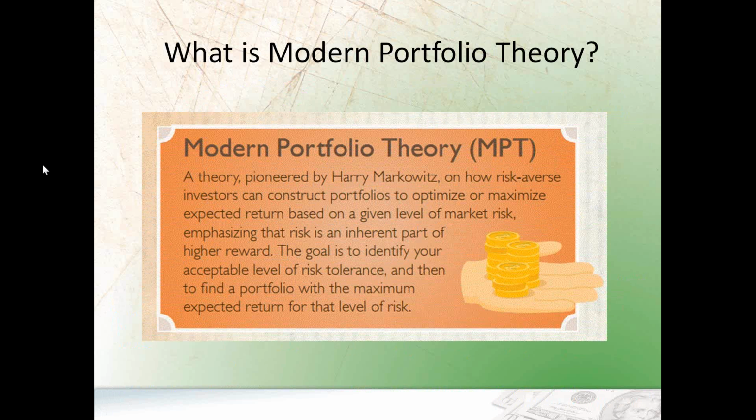It's a theory on how to construct a portfolio. It was put together by Harry Markowitz and a couple of other people. And it shows how to construct a portfolio to maximize the expected return for any given level of risk. What this kind of means is, depending on how much risk I'm willing to take, how can I maximize my return? Or another way to look at it is, what can I expect my return to be? Let me emphasize that risk is an inherent part of a higher reward, but not all risk is the same.